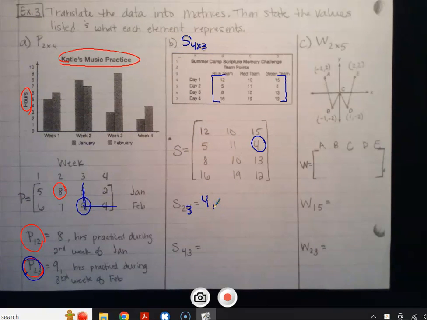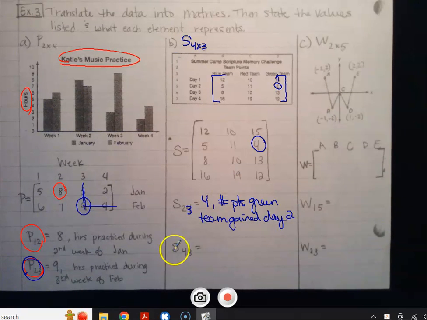And what does that value represent? Look at the chart up here. That would be this number right here. It would be the number of points green team gained in day 2 of summer camp. Okay, so the number of points green team gained day 2. Good.